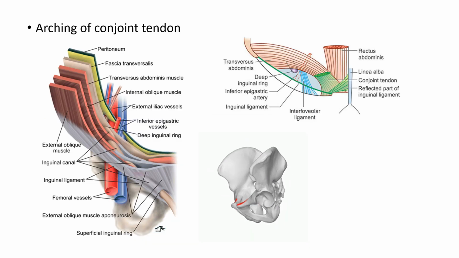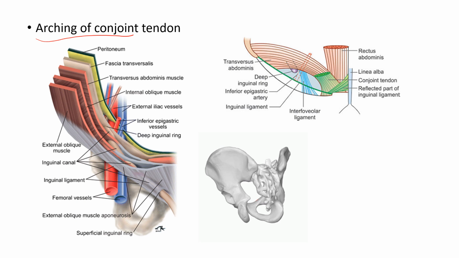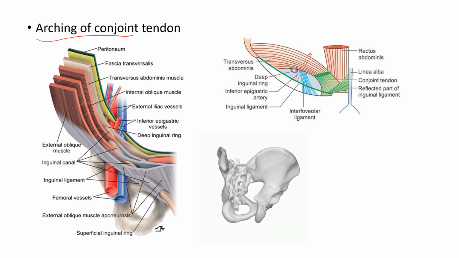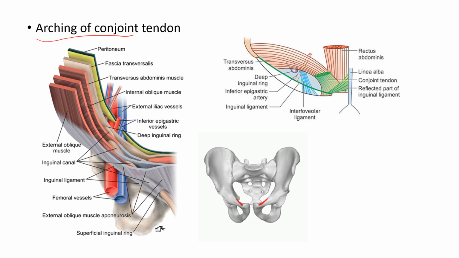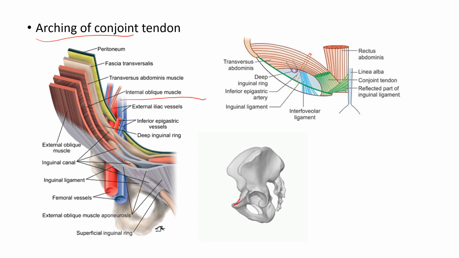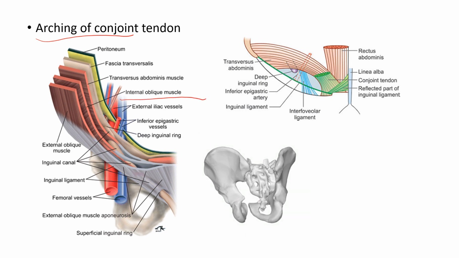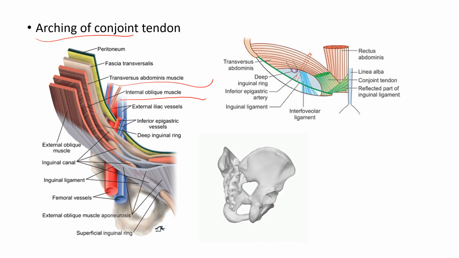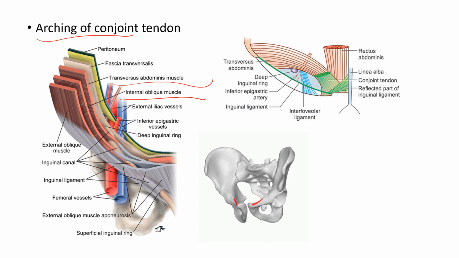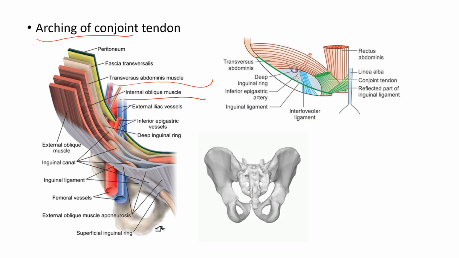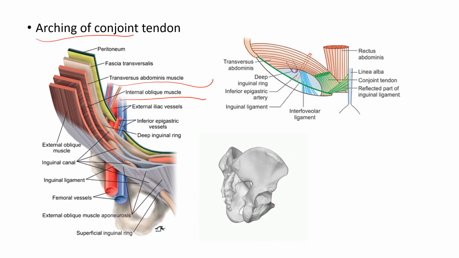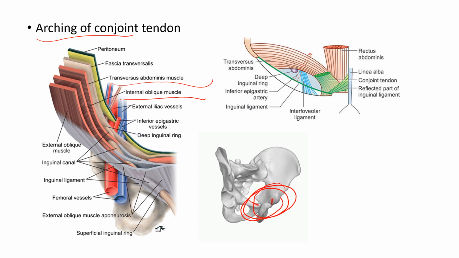Now the arching of the conjoint tendon. It is located in the inferior abdomen and is formed from the common aponeurosis of the internal oblique muscle and transversus abdominis muscle, although they can be separated. The fibers turn inferiorly and insert into the crest of the pubis at the pectineal line, as you can see in the figure. This is the pectineal line.